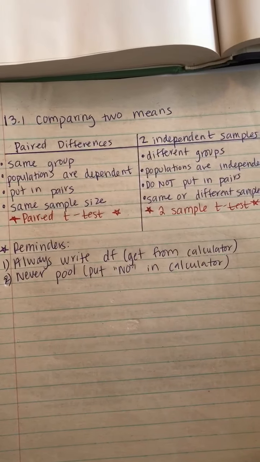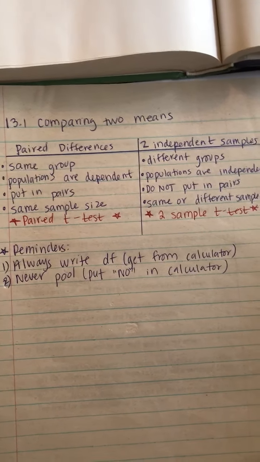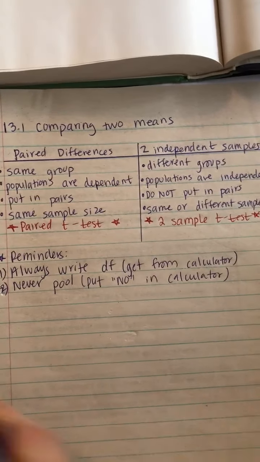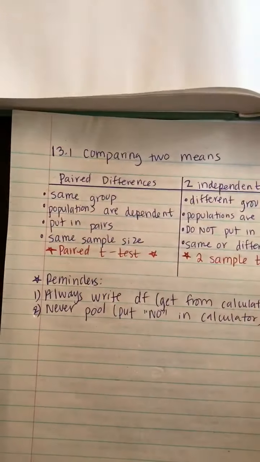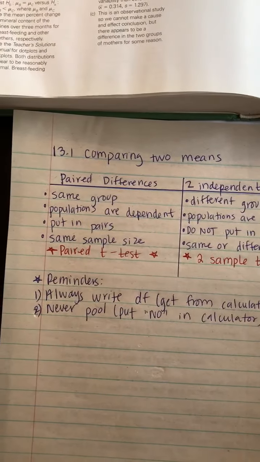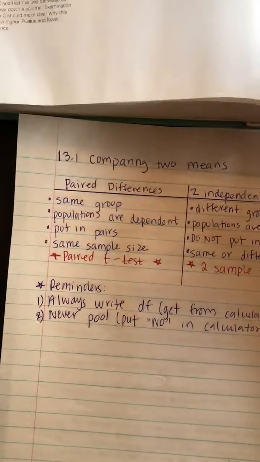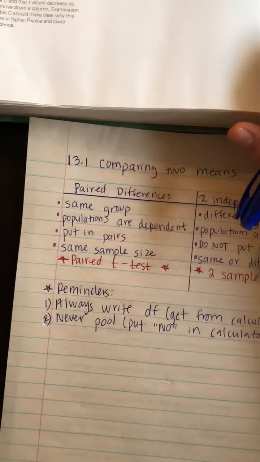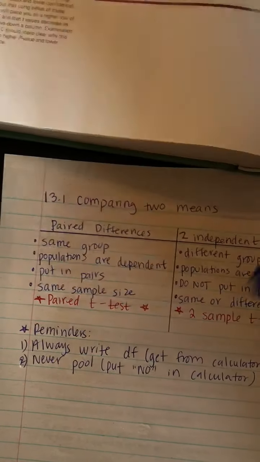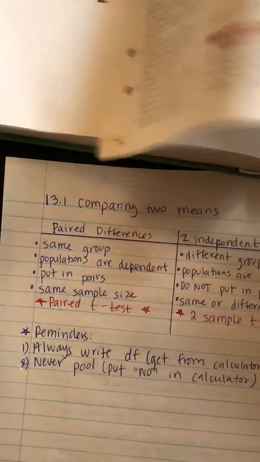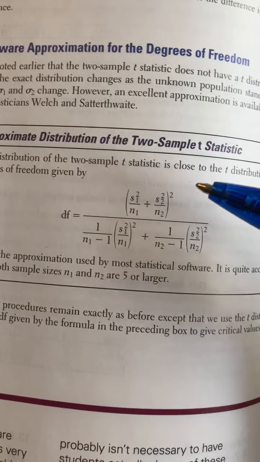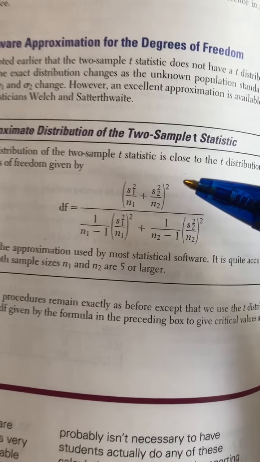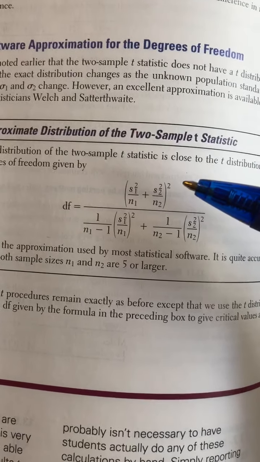And then just 2 reminders. When you do the problem, always write the degrees of freedom. And there is a formula in your textbook, but you're not going to use it. You're just going to find the degrees of freedom by looking at the calculator. So I'll show you right now how you get that. Okay, so let me just show you the formula. It's a very long formula. But like I said, you don't need to memorize it. You don't need to know it. You're not going to use it.